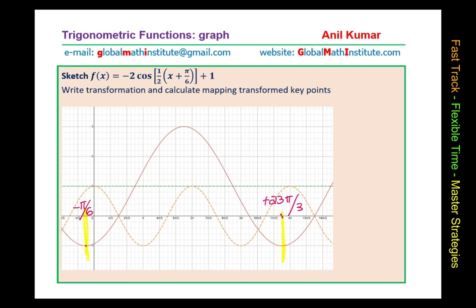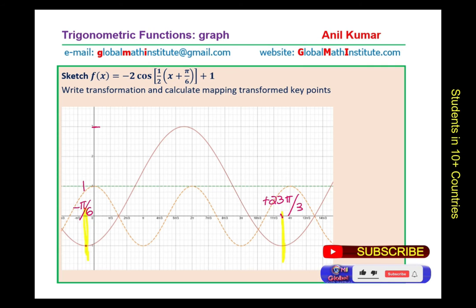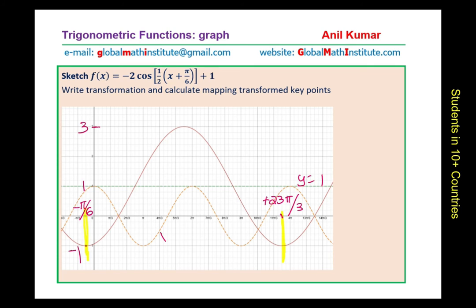Makes sense. The maximum is 3 because we added 2 to 1, right? So this is 1, right? So this is 3, and here it is minus 1. Makes sense? y equals 1. So that becomes the graph. The orange line is for cos x, and this is our function f of x shown in red color. So finally, that is the graph which you are going to get. So I hope all these steps are absolutely clear.